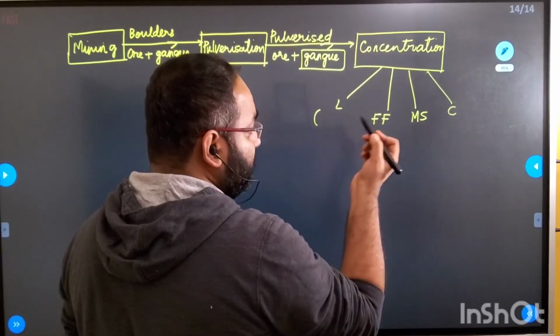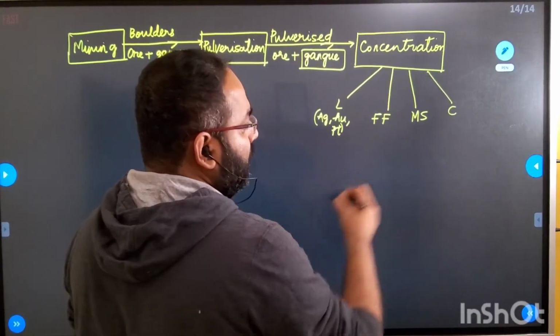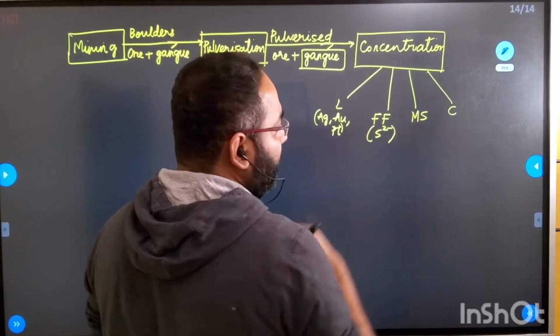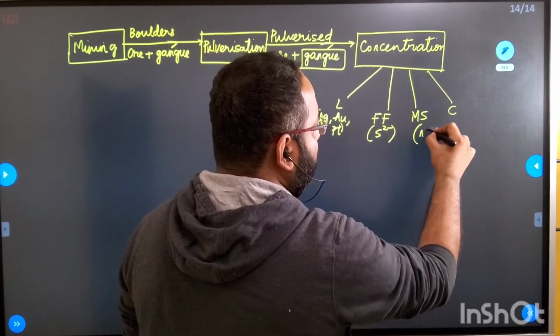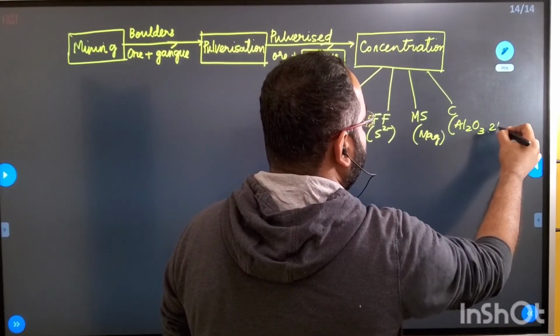Levitation method is generally used for heavy ores such as silver, gold, platinum. Froth flotation is mostly used for sulfide ores. Magnetic separation is used for magnetic ores. Chemical process is used for Al2O3.2H2O, which is bauxite.